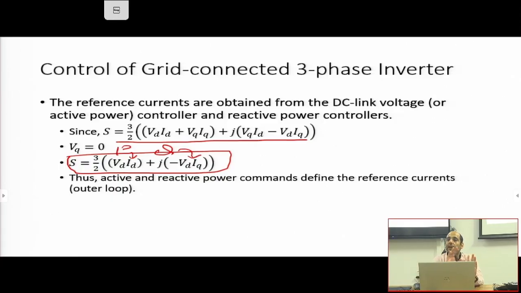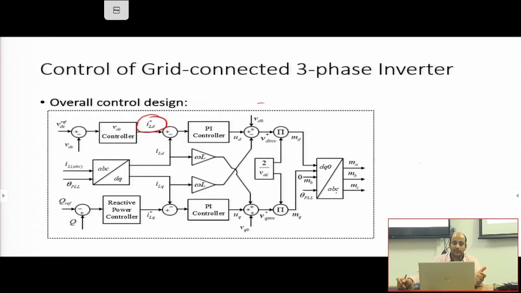So that means depending on what active power and what reactive power you have to transfer, you can find what current you have to inject. So simply our controller will then look like this. You can have VD reference minus VD, or you can have P reference minus P. Likewise, Q reference minus Q. Go to PI controllers. You get the current references ILD star and ILQ star, the D axis and Q axis current references.